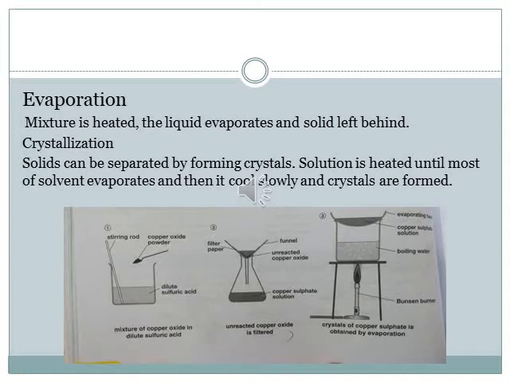The third method is crystallization. Many solids can be separated from a solution by forming crystals. This method works because a soluble solid becomes less soluble at low temperature. When the solution is heated until most of the solvent evaporates, a concentrated mixture is left behind. Then this solution is allowed to cool slowly. The crystals of the solid are formed. These crystals can be dried between the folds of filter paper. In the diagram, the complete method is explained.